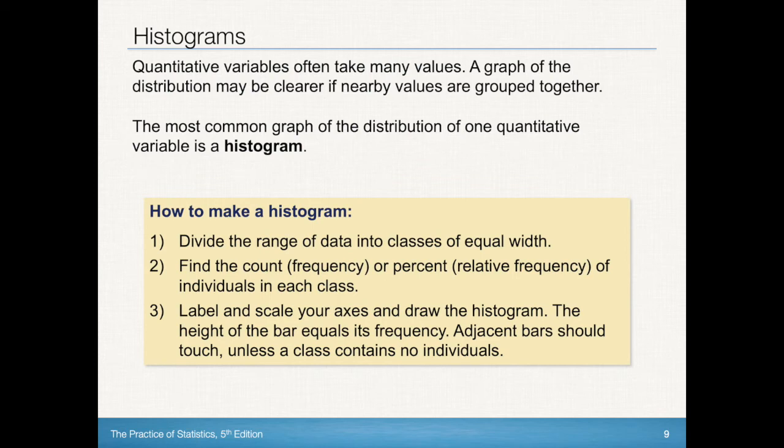The final thing you'll do is actually label your axes appropriately and draw the histogram itself. And again, when you label the axis, you're going to label it in such a way that it looks like you're just simply counting up by whatever your width of bin is, 5, 10, whatever the case may be. But what you'll realize is when we read the histogram, we're not going to necessarily just read it as 0 to 5 and 5 to 10 and 10 to 20.